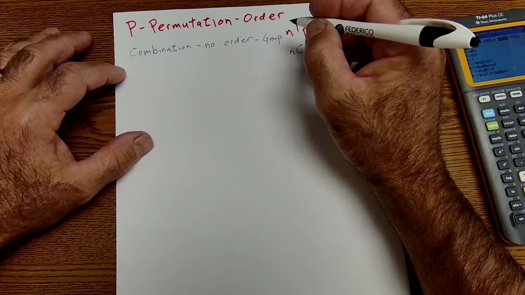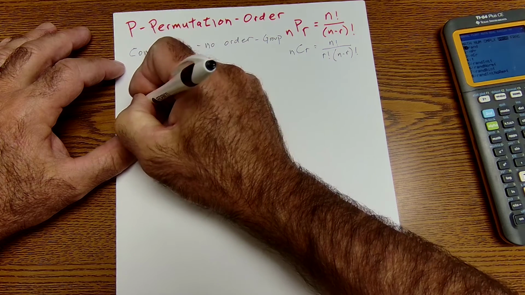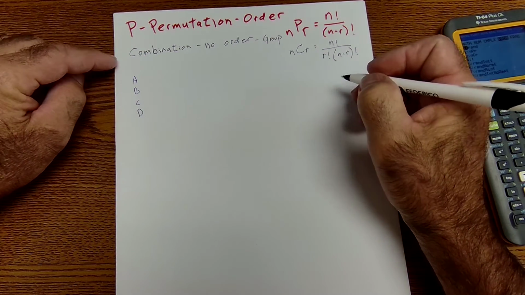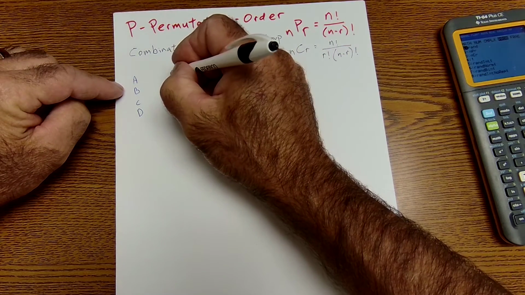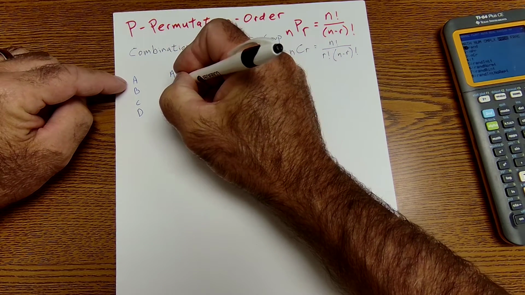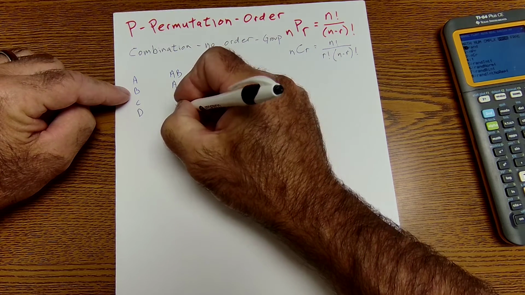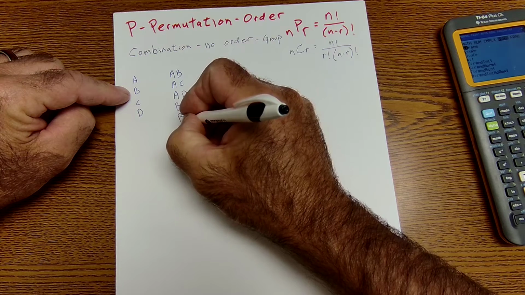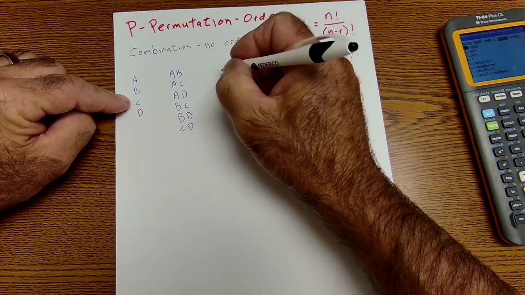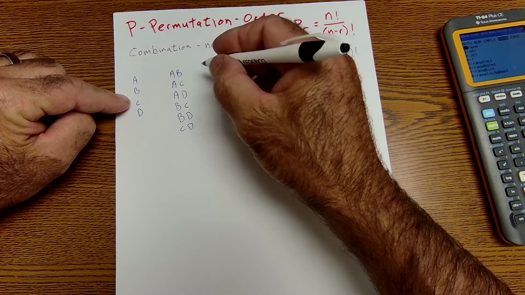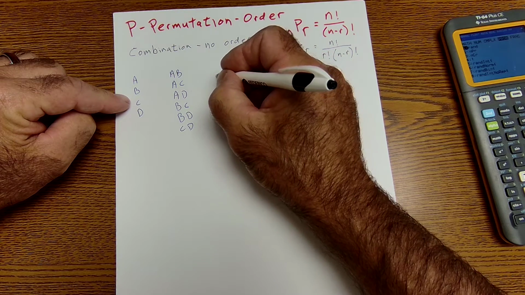Let's say you have a hat with 4 different things in it, like A, B, C, D. How many ways can I pull a group of 2 from the 4? Well, I could pull A, B, I could pull A, C, A, D, I could pull out B, C, B, D, or I could pull out C, D. So the question was, how many ways can I pull a group of 2 from 4?